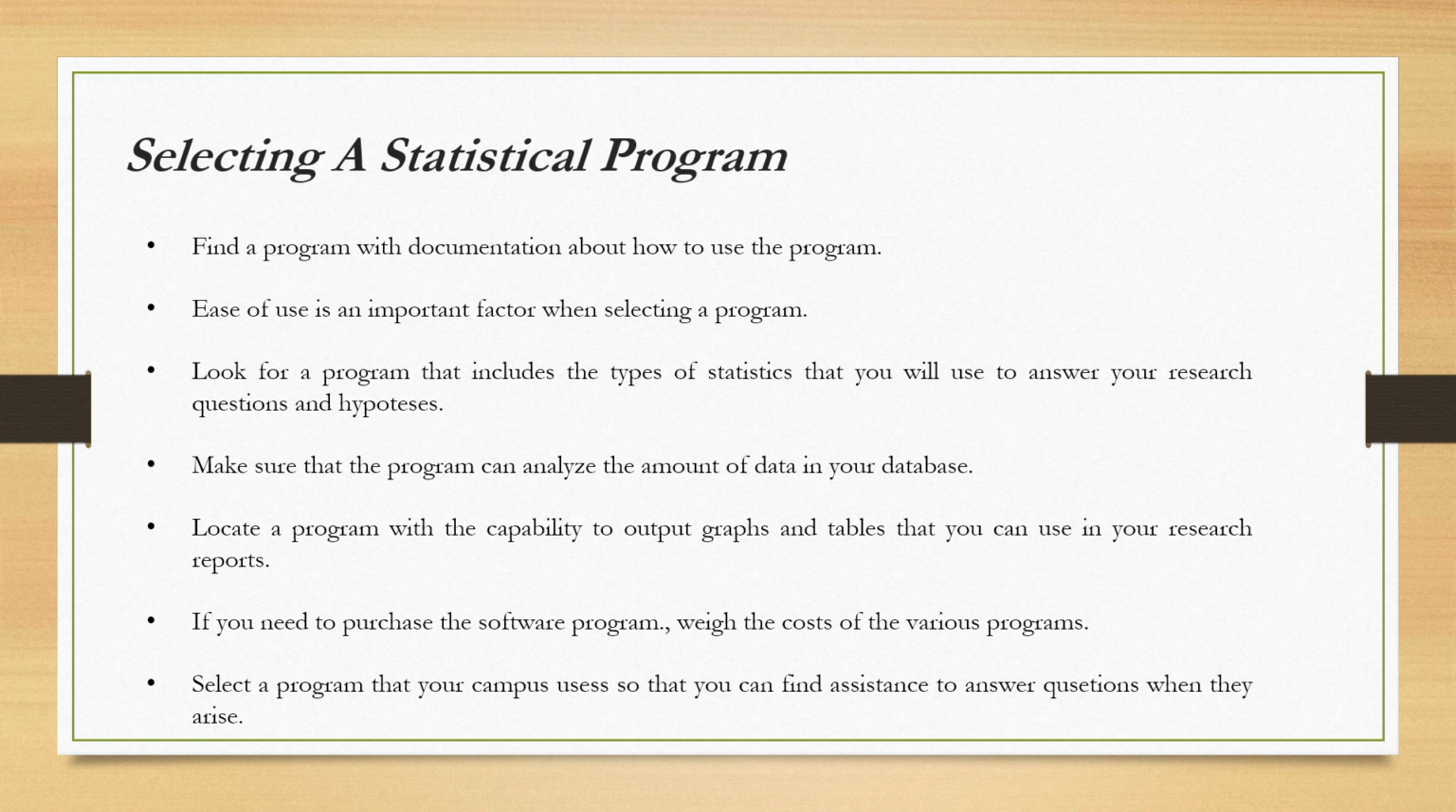Find a program with documentation about how to use the program. Ease of use is an important factor when selecting a program. Look for a program that includes the type of statistic that you will use to answer your research question and hypothesis. Make sure that the program can analyze the amount of data in your database. Locate a program with the capability to output graphs and tables that you can use in your research reports. If you need to purchase a software program, weigh the cost of the various programs. Select a program that your campus uses so that you can find assistance to answer questions when they arise.